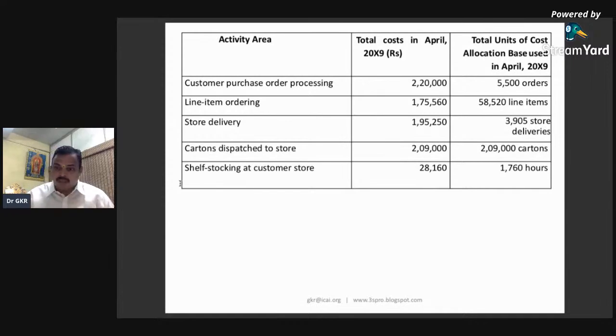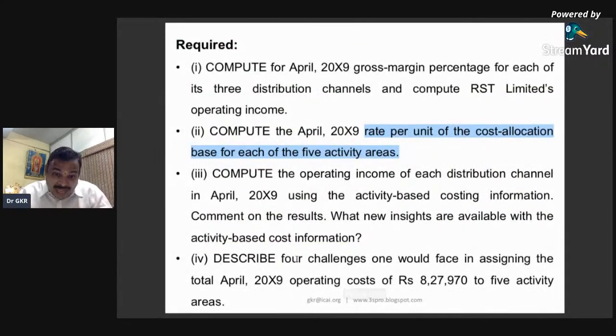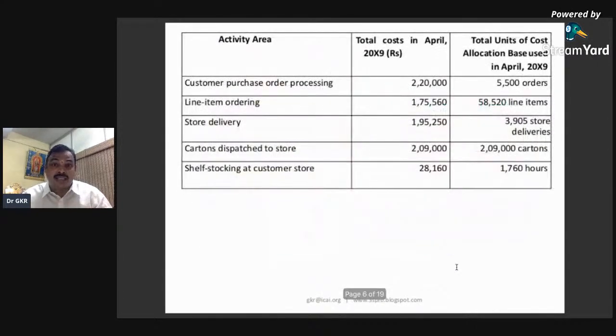So that is why, for your 4th question, please look at this: challenges one would face in assigning the total operating cost to 5 activities. What are the challenges? Understanding the business, understanding the activity, understanding the cost driver. It is not that in this question the activity cost driver has been directly given to you. Practically, it is not very easy to identify. You have to study, you have to understand the subject. Then only you know what will drive the cost. That is very important. It's a very, very interesting subject.